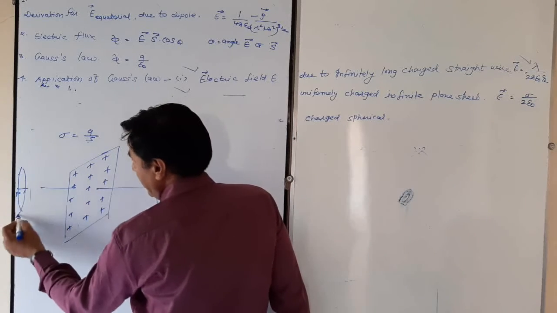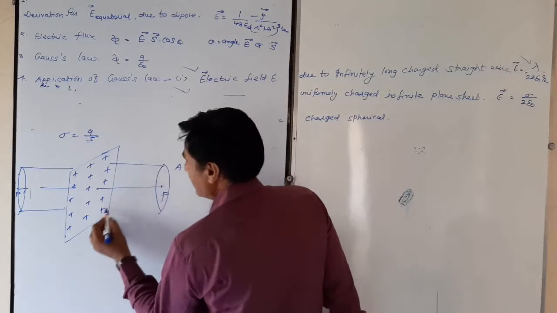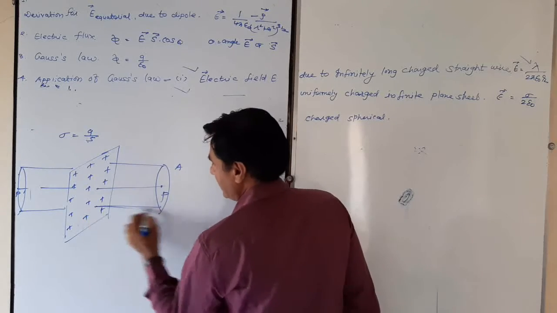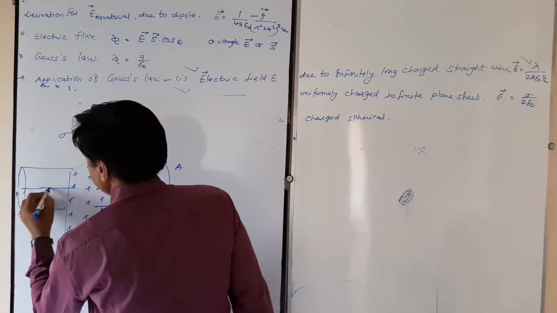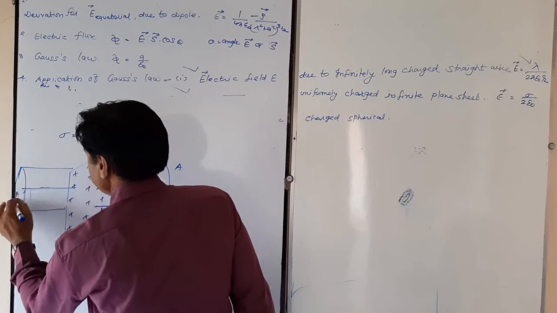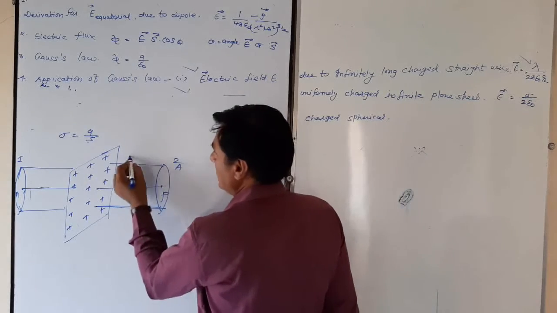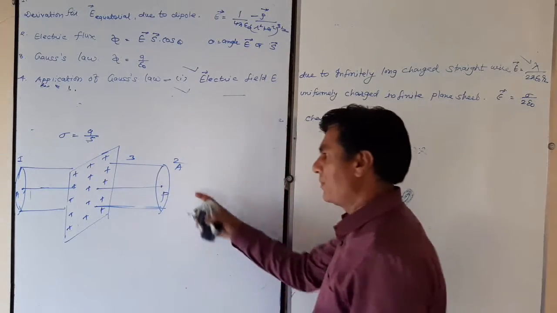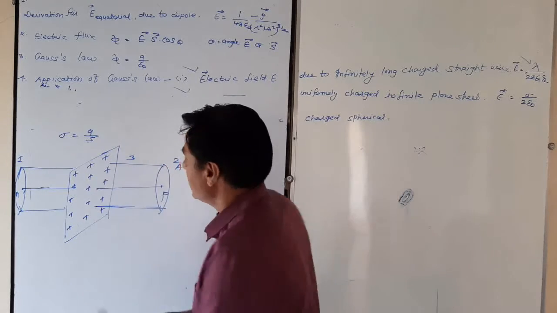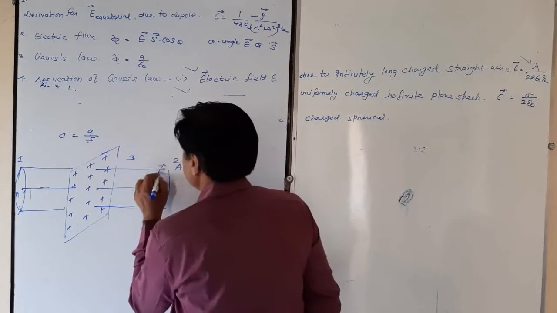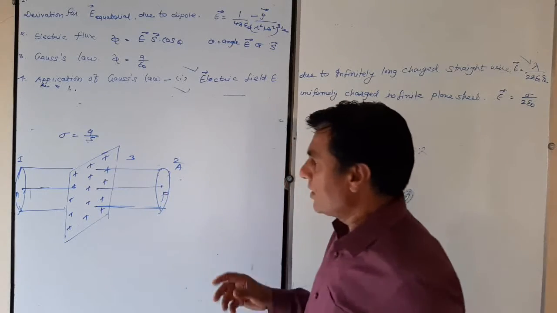At both ends we imagine a cylindrical surface. Clear? It is plane 1, it is plane 2 and it is surface 3. Surface 1, surface 2 and surface 3. Okay. Now what will happen?